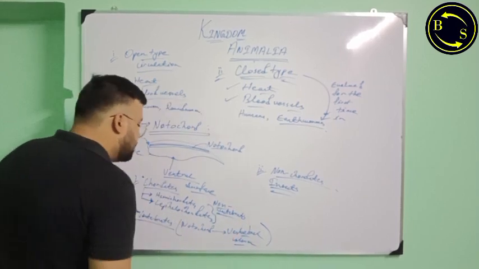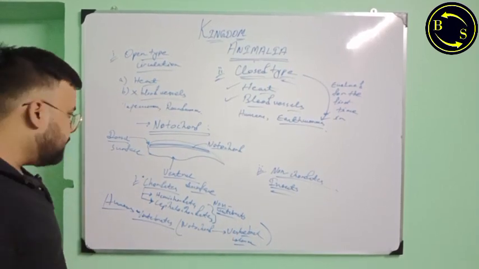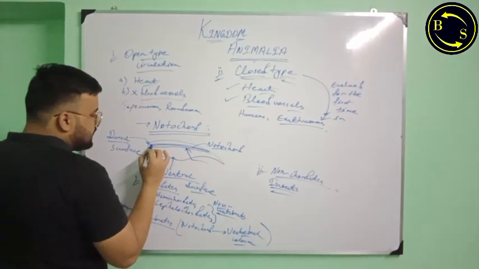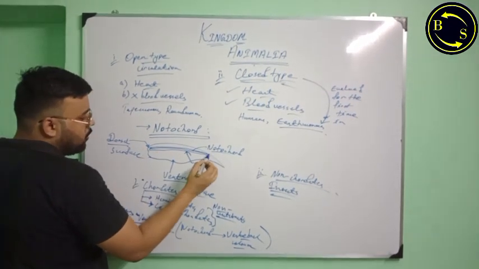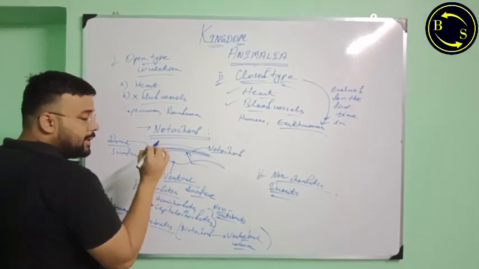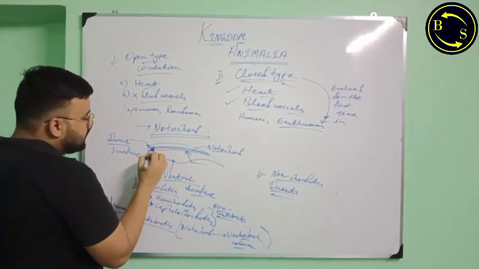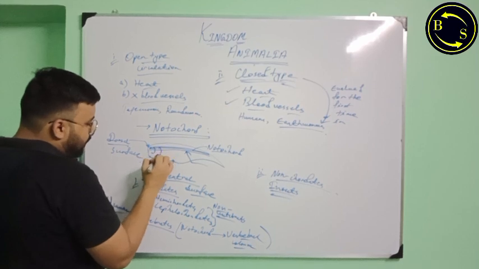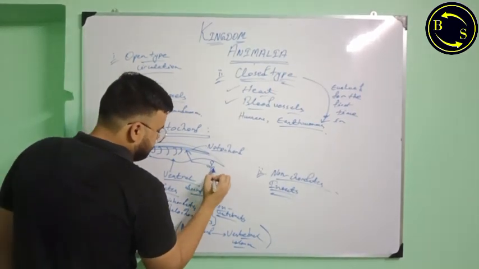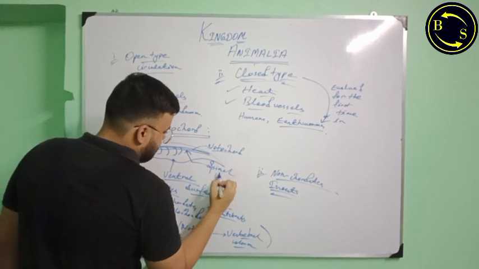So chordates can be further divided into vertebrates and non-vertebrates. This is the spinal cord. It acts as a sheath or covering over the spinal cord. When this is replaced by the vertebral column, the spinal cord is encased inside the bony vertebral column.